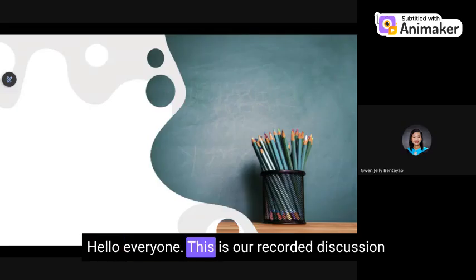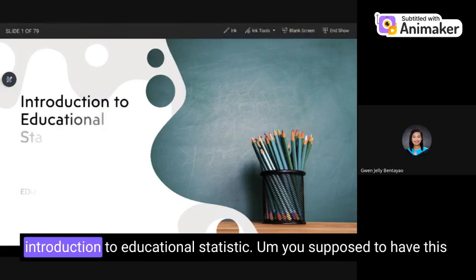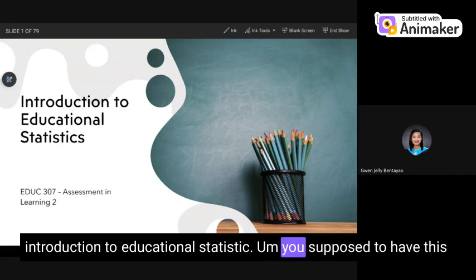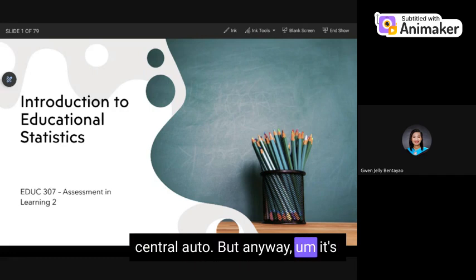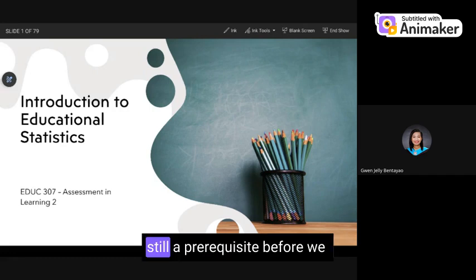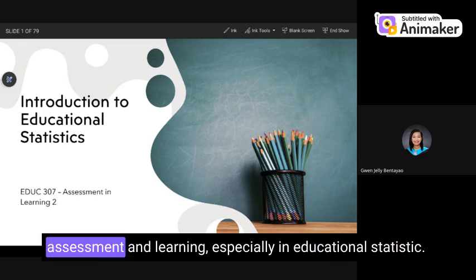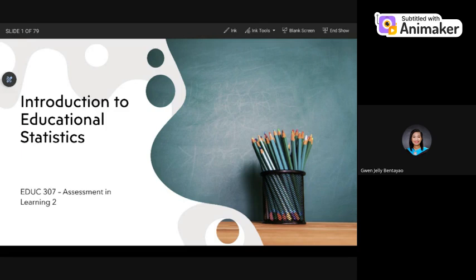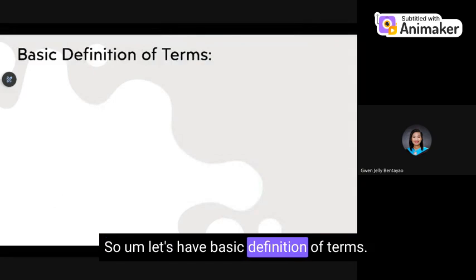Hello everyone, this is our recorded discussion for Introduction to Educational Statistics. We're supposed to have this before measures of central tendency, but anyway, it's still a prerequisite before we will have different terms we use in assessment and learning, especially in educational statistics. So let's have basic definition of terms.